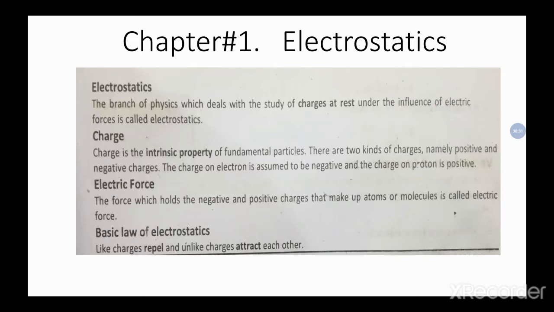Electrostatics is the branch of physics which deals with the charges at rest under the action of the forces called the electrostatics. Electro means charges and statics means rest. Charge is the intrinsic property of the fundamental particle. There are two kinds of charges, positive charges and negative charges.